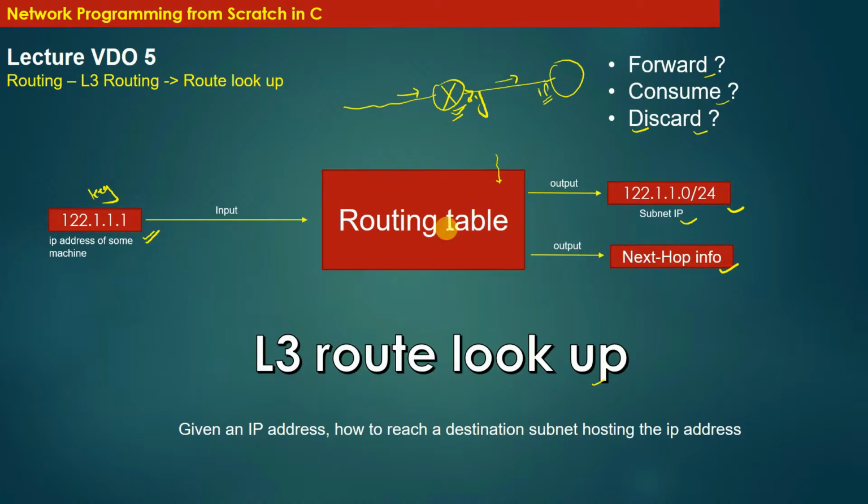So the input to the routing table is the destination IP address specified in the IP header of the packet received by the router, and the output of looking up into the routing table is the destination subnet, as well as the next hop information.